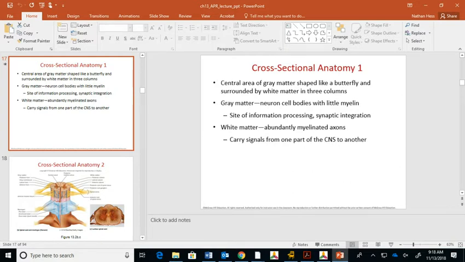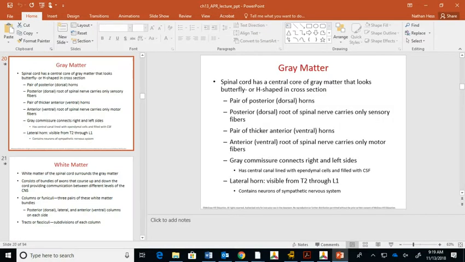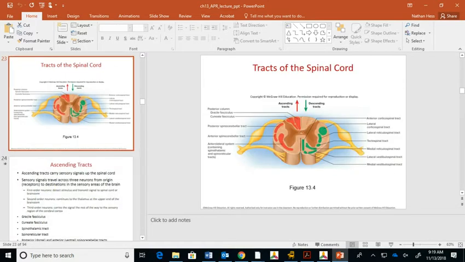All right, moving on to the cross-sectional anatomy. What I want you to be comfortable about with the cross-sectional anatomy is that you have gray matter and you have white matter when we look closely at this spinal cord. So the gray matter is this inside part right here.